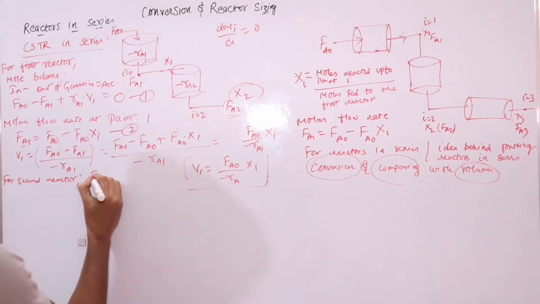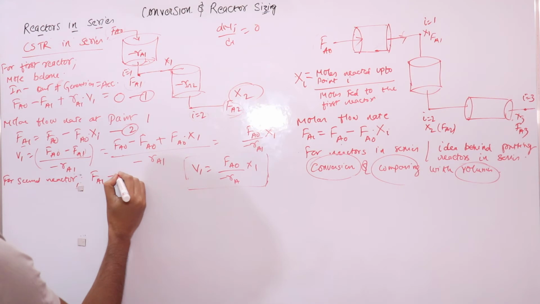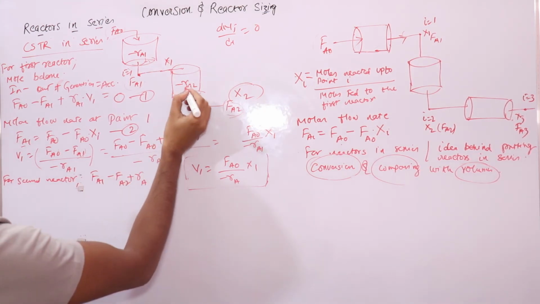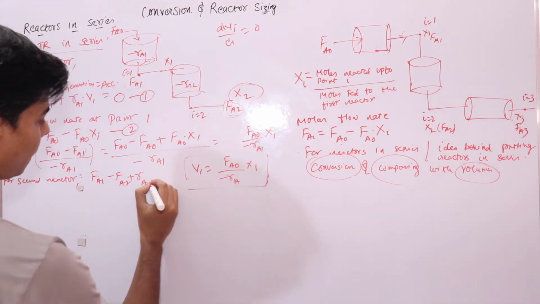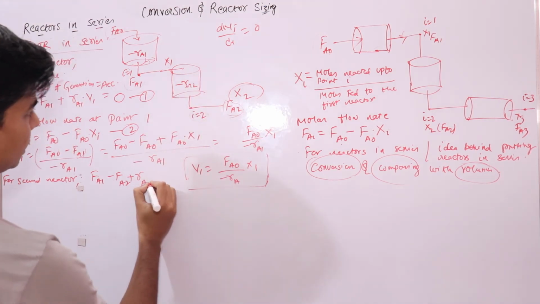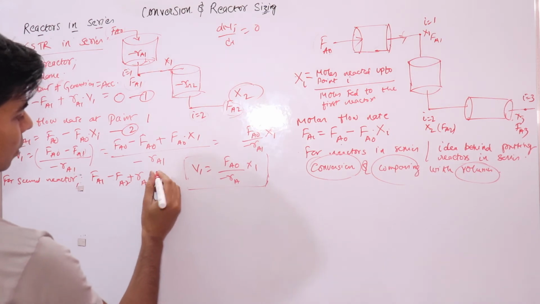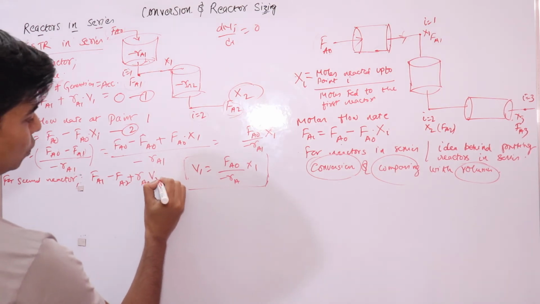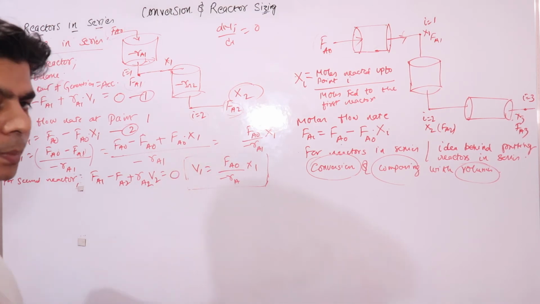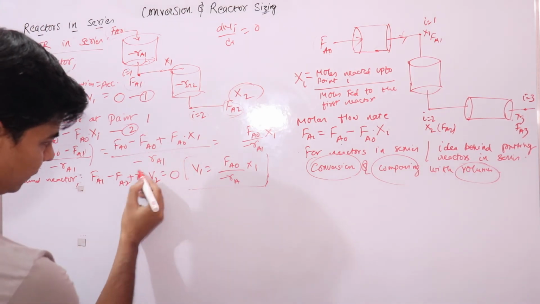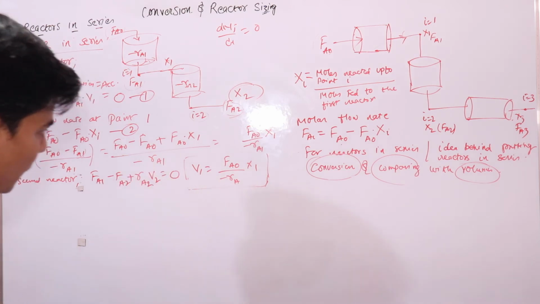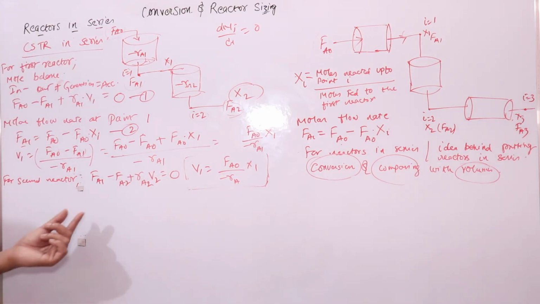So in is, what is coming in is your FA1 minus FA2 plus Ra, the rate of disappearance in the second reactor, Ra2, right? Ra2 V2 is equal to 0. Right? So therefore we want to find an expression for V2. Right? And what is the molar flow rate?